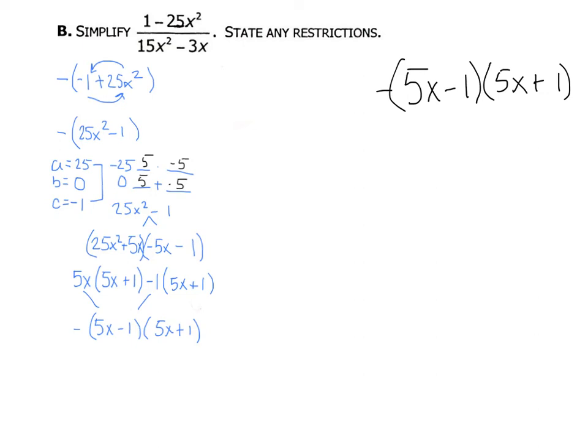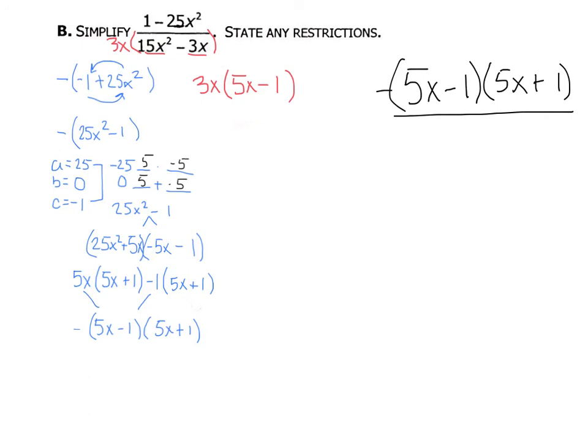For the bottom half of the fraction, we'll do this in red. You can take out a GCF right away. Hey, what's a common factor? You should be able to take out a 3 and an x. So when I take out a 3 and an x, I'm left with 5x minus 1. All I did was divide both of those by 3x. And that's it. That's it factored.